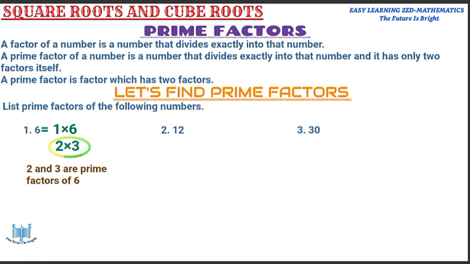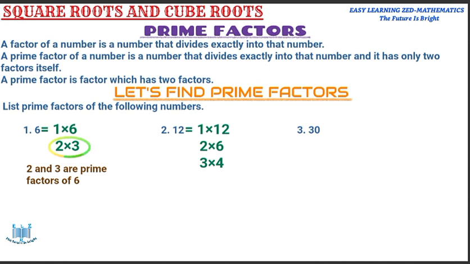So we'll start by using 1. We can multiply 1 by 12, it will give us 12. What I'm trying to do is express 12 as a product of 2 numbers. So 1 by 12 will give us 12. 2 by 6 will give us 12. And 3 by 4 will give us 12.